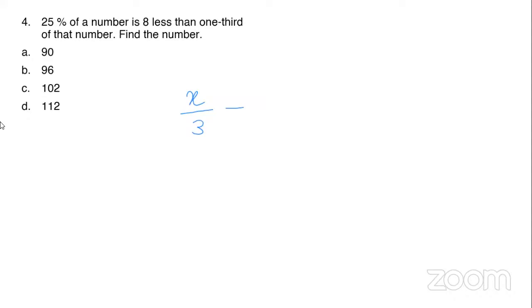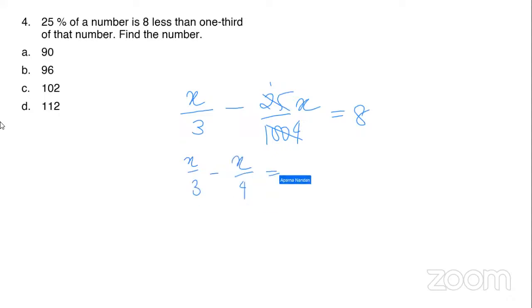So how can you write 25% of x? It can be written as 25 by 100 into x, so 25x by 100, and this is equal to 8. You can cancel the 25 and 100, so this will be 4 and this will be 1. So x by 3 minus x by 4 is equal to 8.